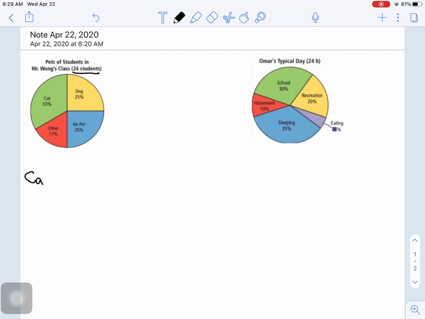We're going to write cats, dogs, other, and no pets. Okay, we know there's 33% here. We know there's 25% here. We know other has 17%. And no pets has 25%. Okay, so this is what we know, and I've just written it out again.